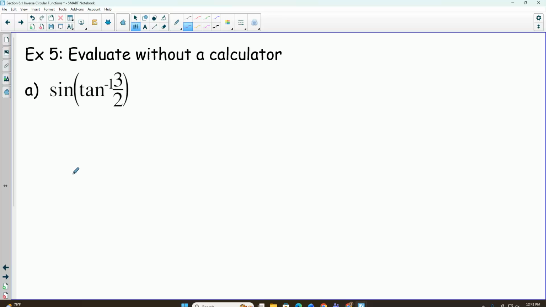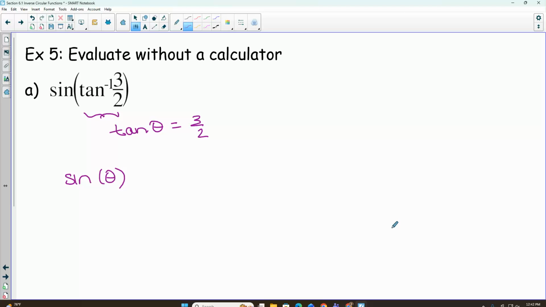If you were just going to start working this, you would have to start on the inside, right? Tangent inverse of 3/2. An inverse is finding an angle. Do we know the angle when tangent is 3 over 2? No. You can't use a calculator, but it's not one we have memorized. However, we can still get it. When I say tangent inverse of 3/2, I'm basically saying tangent of what angle is equal to 3 over 2. And then, once I find that angle, we have to do sine of that angle.